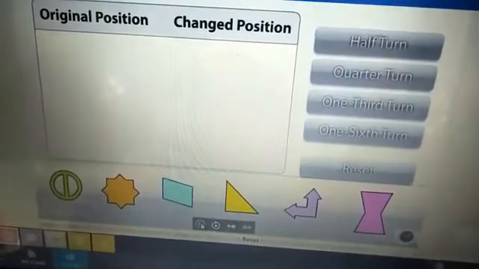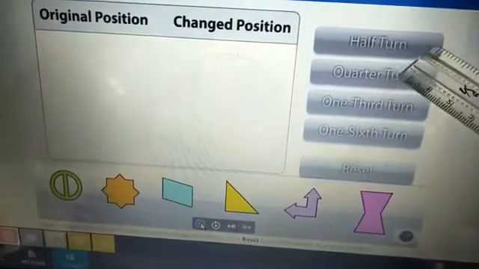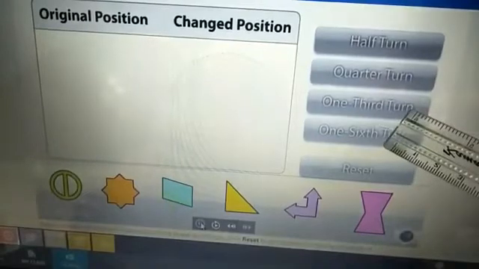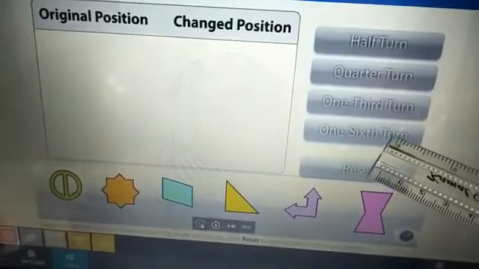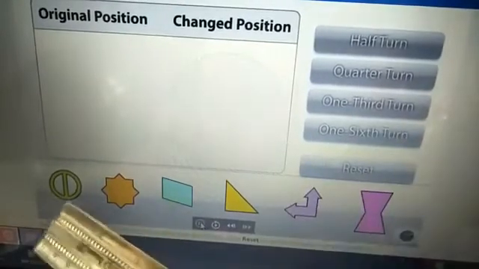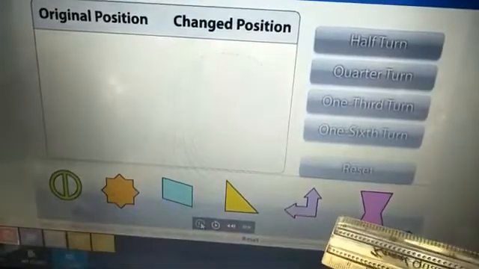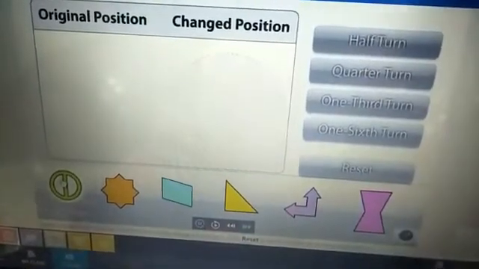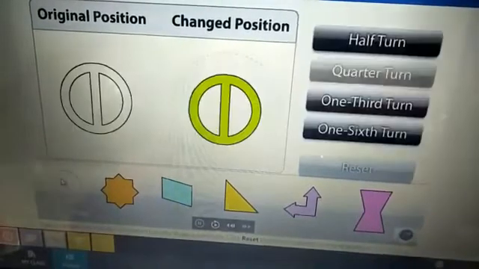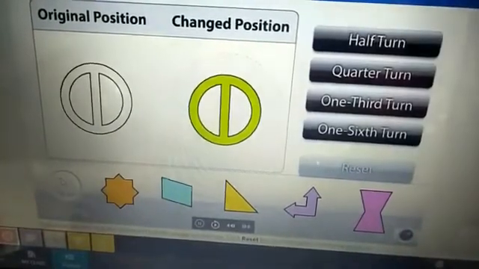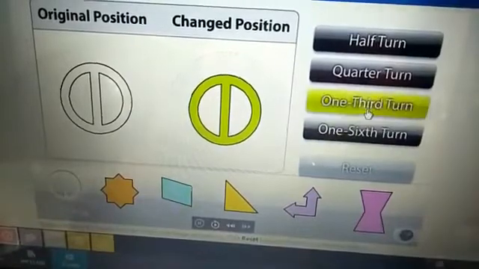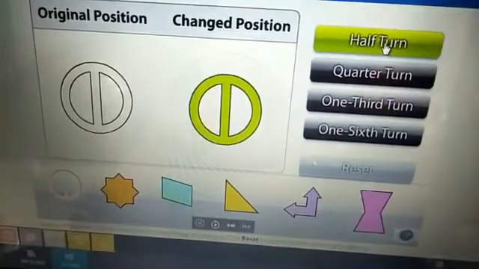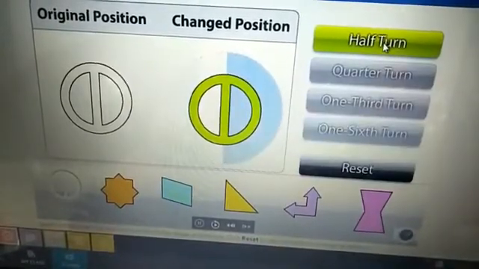Click Reset to set the shape to its original position. Children, now we are going to study about the half turn, quarter turn, 1/3 turn and 1/6 turn for the given object. First I select this one. What happened, you see, given the turn, half turn. So it has come.